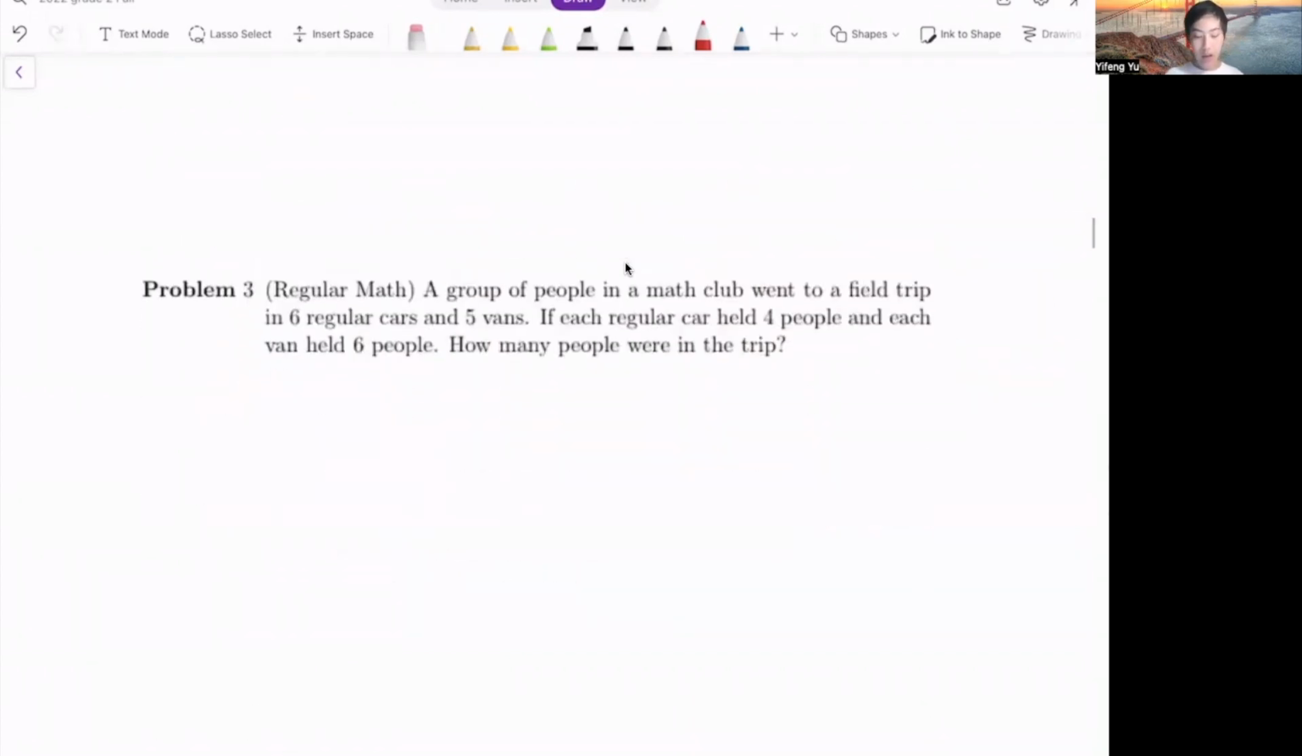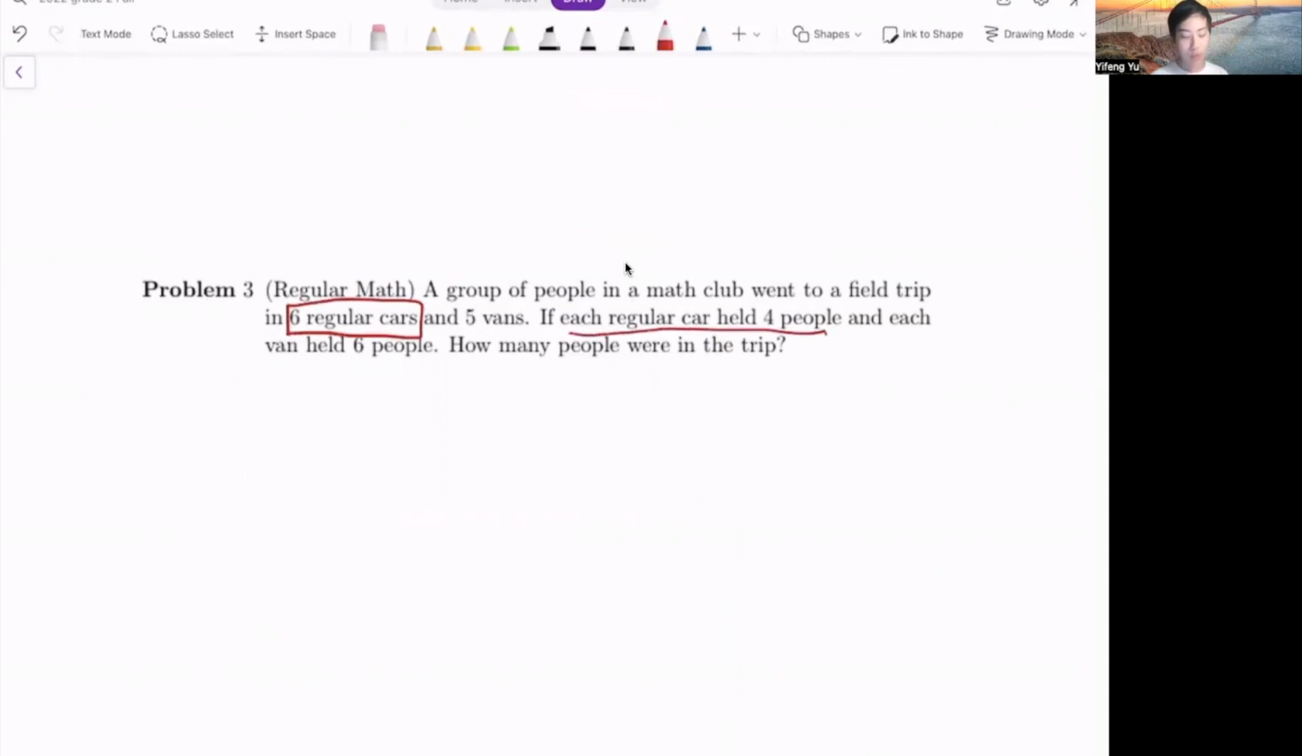Problem 3. A group of people from a math club went on a field trip in 6 regular cars and 5 vans. If each regular car held 4 people and each van held 6 people, how many people were on the trip? So from the problem, we see that there are 6 regular cars involved, and each regular car holds 4 people, so we can just multiply 6 by 4. And from the multiplication table, we can derive that this is equal to 24.